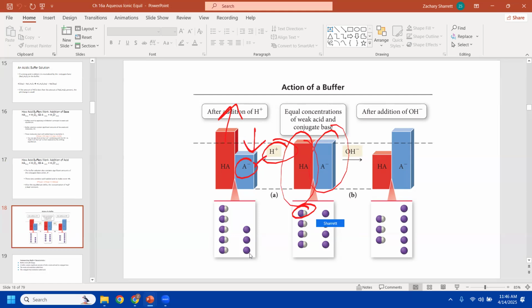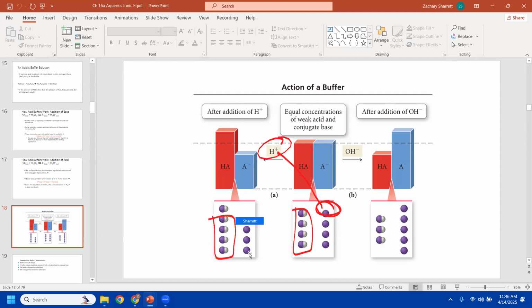So if we had 4 HAs and 4 A minuses, this demo is showing that we're bringing in 1 H plus. That 1 H plus that comes in is going to go and put its H plus on one of the F minuses. So now we still have the original 4 HFs, but one of the F minuses became another HF. Everybody see that? And we had 4 F minuses to start. Now we only have 3.